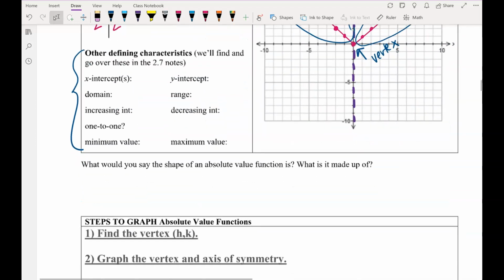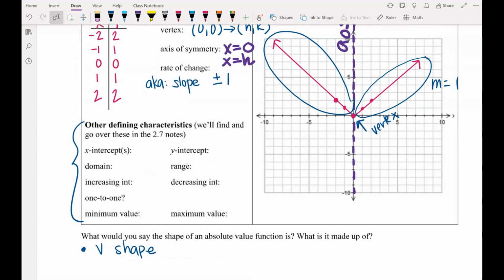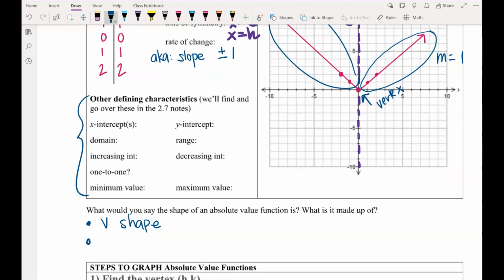Now, we're going to fill this out. What would you say the shape of an absolute value is? What shape is it? V shape. What is it made of? So if you look at it, what is it made of?